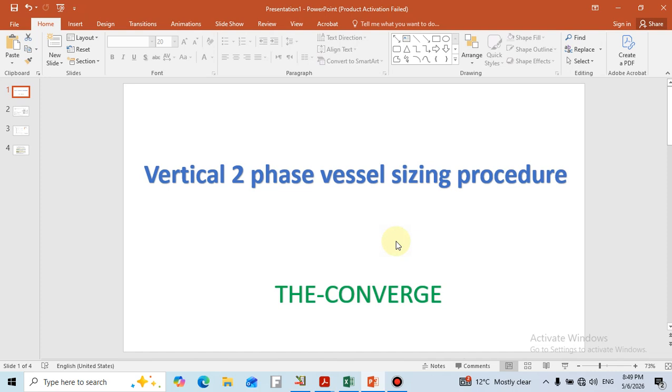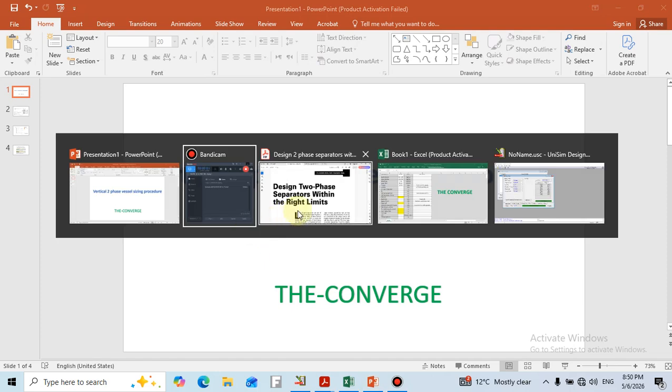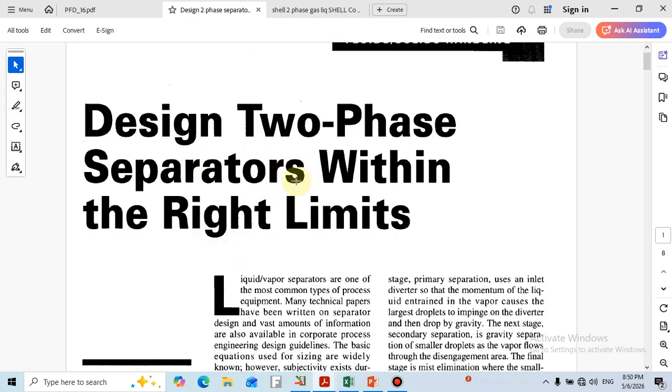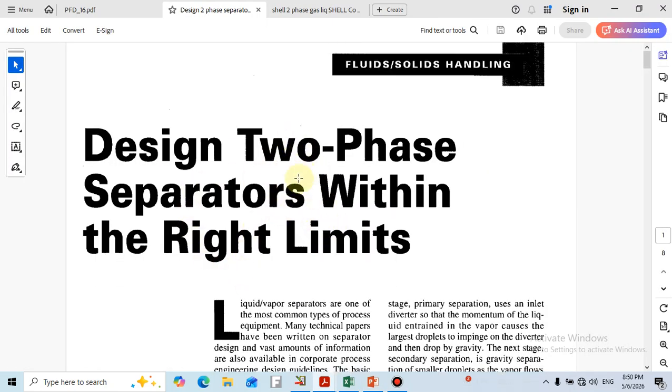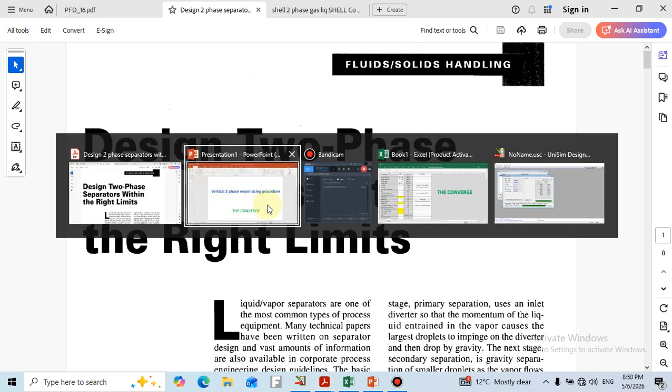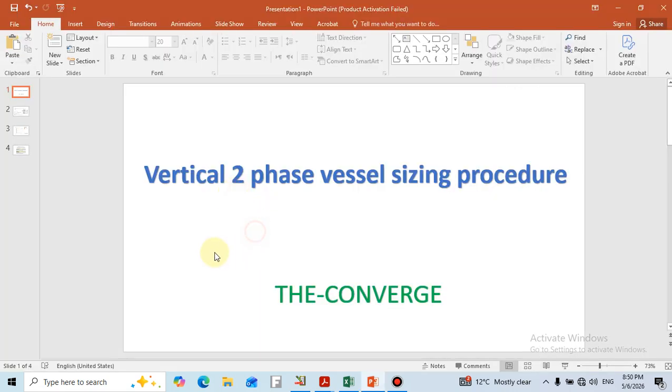Hello and welcome to the vertical two-phase vessel sizing procedure by Excel sheet. We need to consider the design and the concept behind the vertical two-phase sizing procedure. I use a Monnery article for our vessel sizing. This is the actual article that we are going to use and take into our sizing procedure.